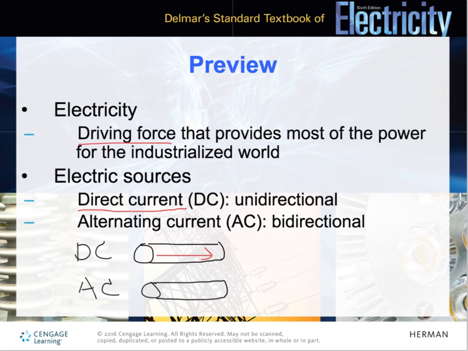When we're talking about AC, we're talking about alternating current. Alternating current is referred to as bidirectional. It means that it travels in two directions. During the first half of the cycle, the current will be in one direction. On the second half of the cycle, the current will be back in the opposite direction. So this is the difference between an AC and a DC voltage source.